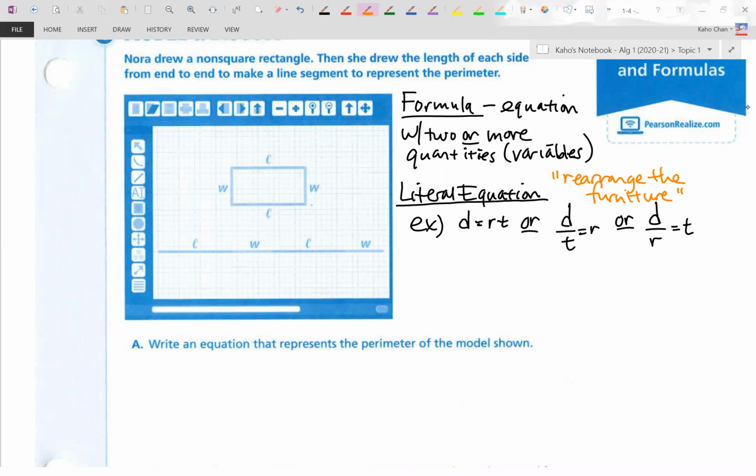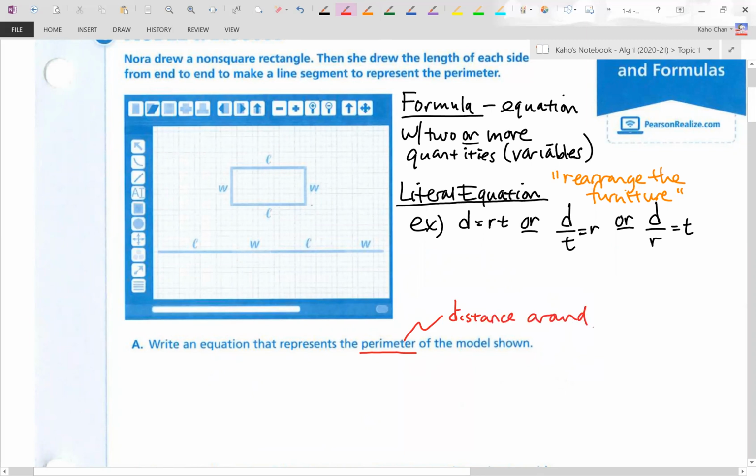All right. Let's go and tackle this problem involving rectangles. Write an equation that represents the perimeter of the model shown. Little vocabulary from geometry. The distance around the object is called the perimeter. A rectangle has four sides to it. P stands for perimeter. We're going to add up all four sides together because we're looking for the sum. L stands for length, W stands for width, and there are two more of those.